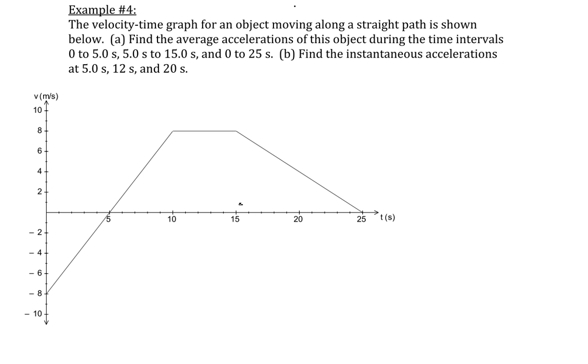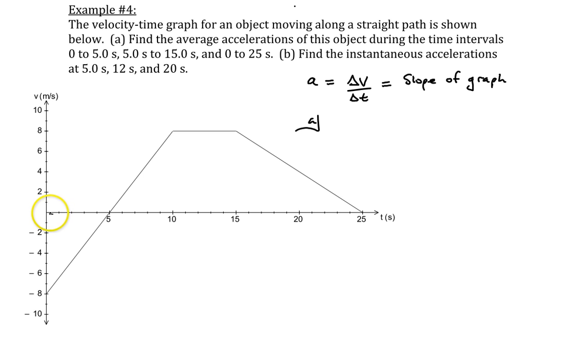Throughout this whole thing, we're going to be finding the acceleration, which is the change in velocity all over the change in time, which is basically the slope of the graph. So let's go on to A. We're looking for the average acceleration, which means you're taking the acceleration between 2 points.